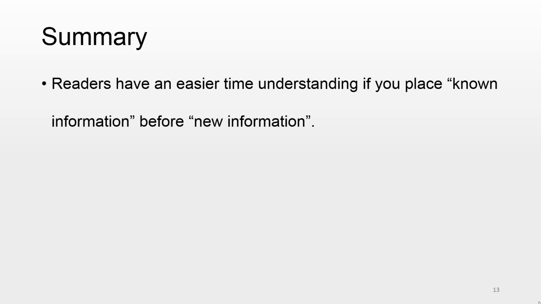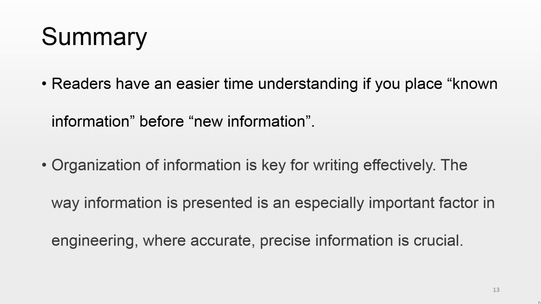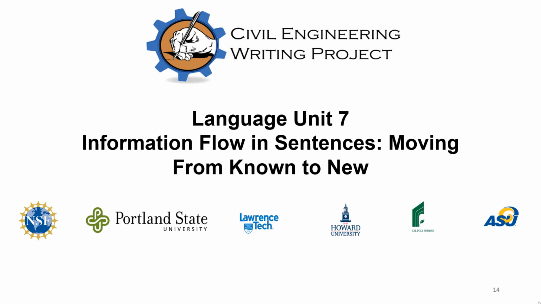In summary, readers expect known information to come before new information in sentences. Effective writing makes it easy for readers to understand the writer's intended meaning. How you organize information in your writing is key for writing more effectively. The way information is presented is an especially important factor in engineering, where accurate, precise information is crucial. This webcast has been on Language Unit 7, Information Flow in Sentences, moving from known to new information.